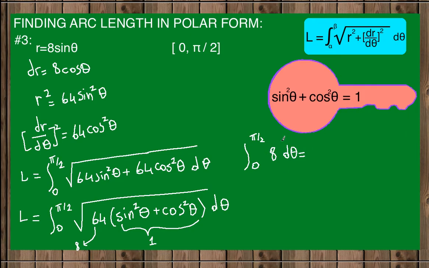Now, what is the antiderivative of 8 with respect to theta? It is 8 theta, evaluated from 0 to pi over 2. Now we have to plug in the upper boundary minus the lower boundary. So 8 times pi over 2 minus 8 times 0. 8 times 0 cancels out, and 8 pi over 2 equals 4 pi. And 4 pi is the final answer.